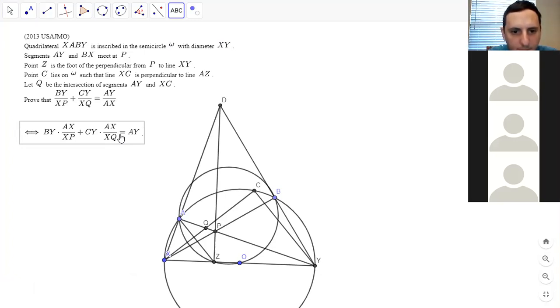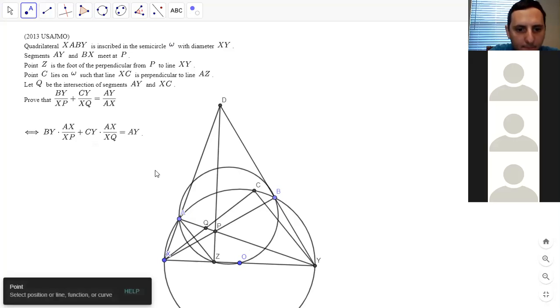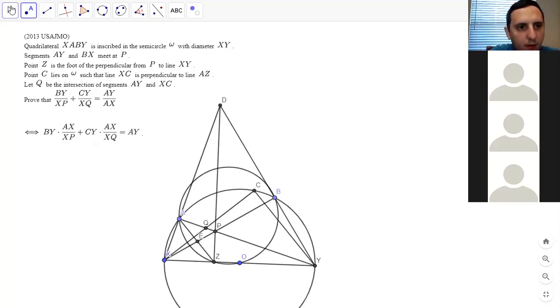Can you call the intersection of AZ and XC? Oh, this point right here. Okay, right there. Then I think the use is that XPAB is harmonic, and I don't know if we can use it somehow. It's possible. I was trying to find a way to use the point Q, but yeah, so those are harmonic.